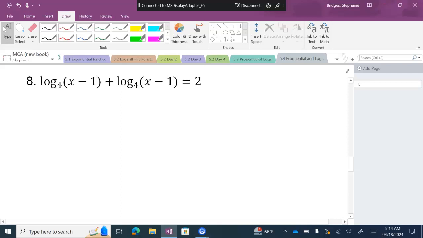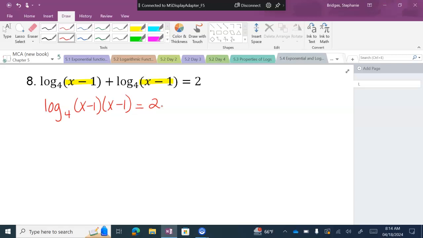Okay, how do I get the two logs together that are on the left side? Multiply. So this is what this one's going to look like. It's log base 4. I have to multiply this argument times this argument. So I'm going to show you every single step. I'm just going to write them next to each other first. Now, if I have a binomial times a binomial, we have to distribute or FOIL or whatever you want to call it.